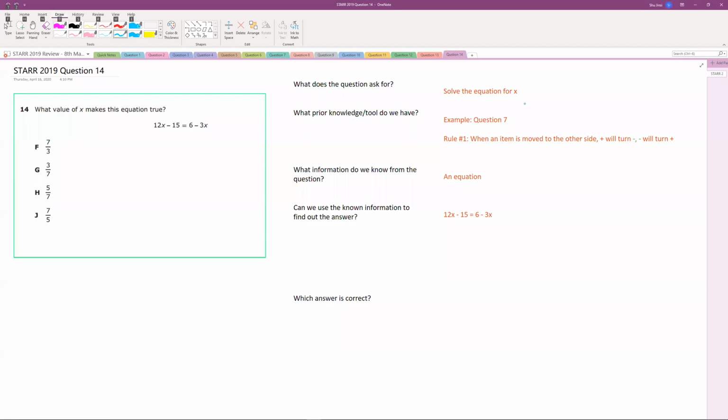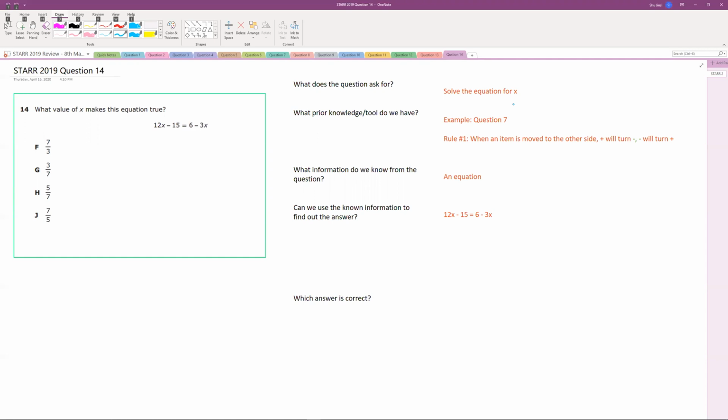Hello, welcome back. Let's take a look at question 14 from the STAAR test of 2019. This question asks, which value of x makes this equation true? And we have this equation. This question is asking us to solve this equation to find x. It is a very straightforward question. I believe you should be able to solve it if you master the skills, probably in less than 1 minute.